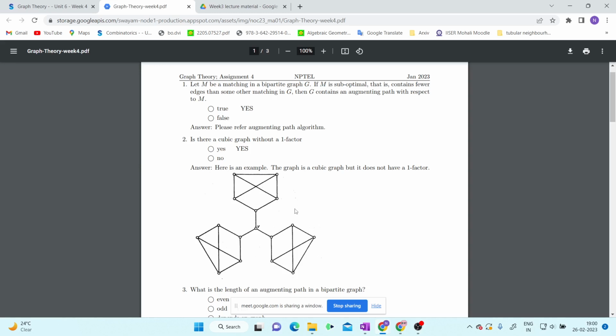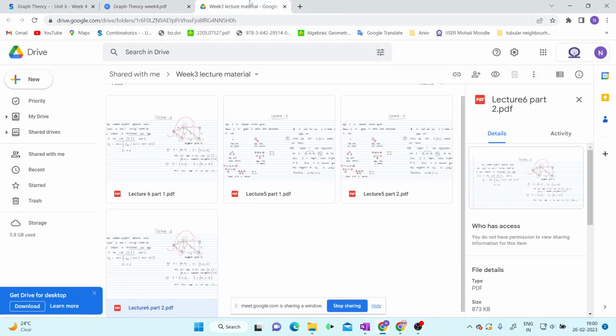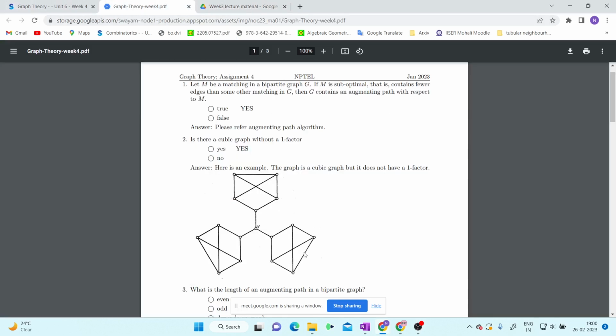Okay, ma'am. I want to know what that one factor means, ma'am. One factor is just matching. By one factor we mean matching. A one factor is a regular graph of degree one which is covering all the vertices. So in a sense, you are asking for a perfect matching. Okay, ma'am. One factor is a perfect matching.